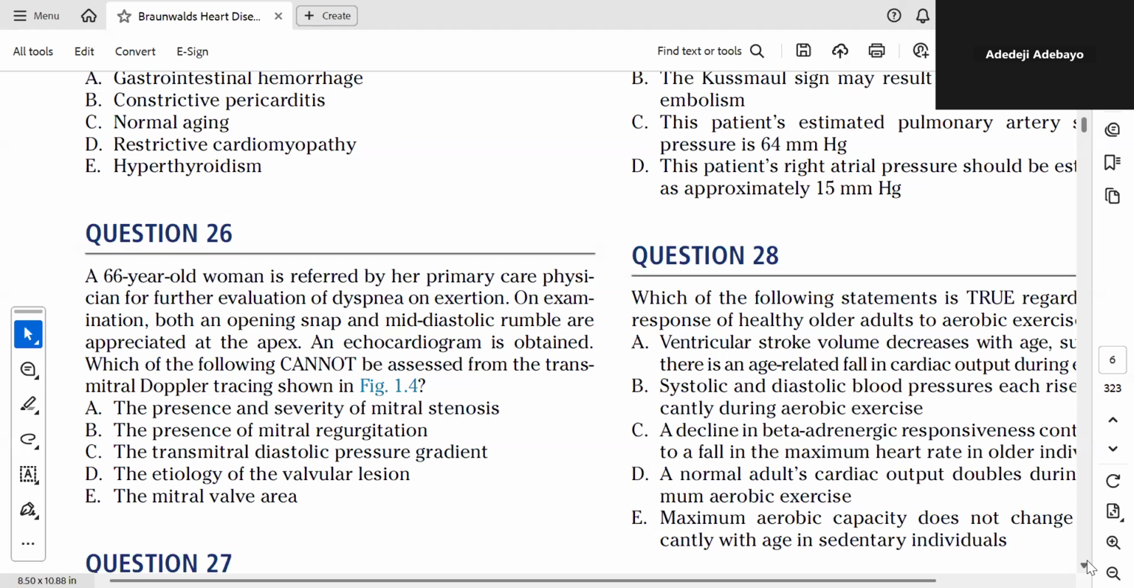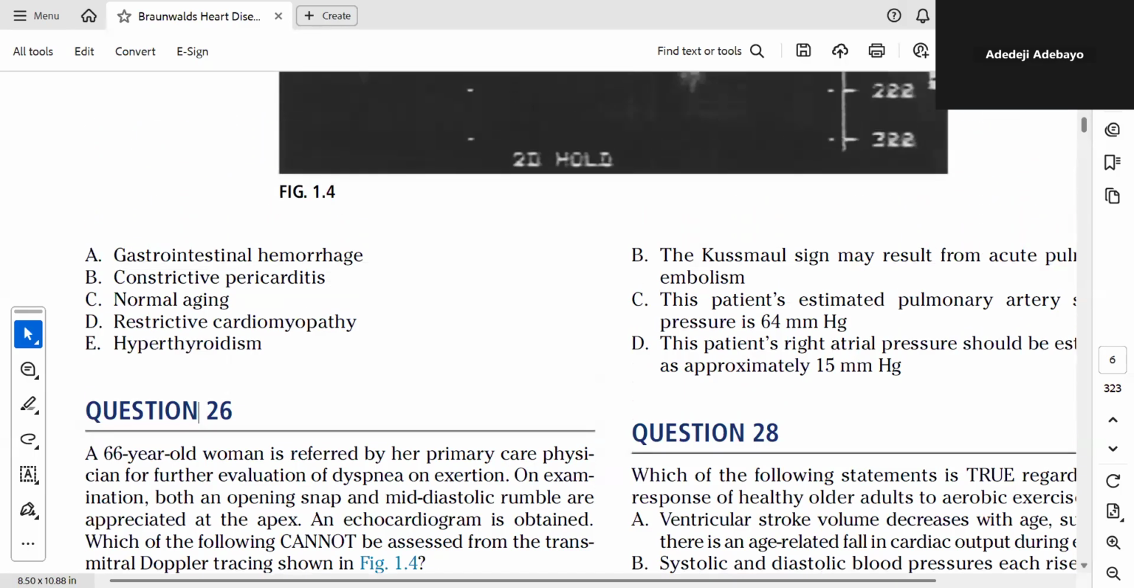A 66-year-old woman is referred by her primary care physician for further evaluation of dyspnea on exertion. On examination, both an opening snap and mid-diastolic rumble are appreciated at the apex. An echocardiogram is obtained. Now the question is, which of the following cannot be assessed from the transmitral Doppler tracing shown above?